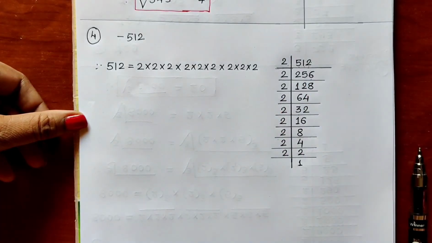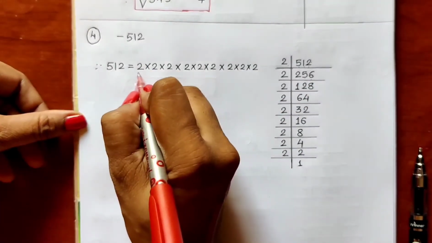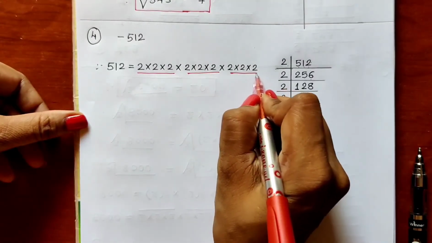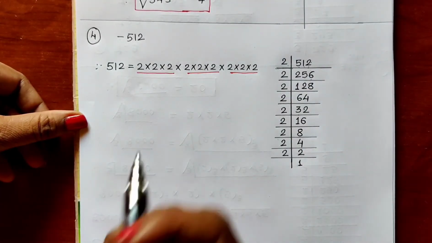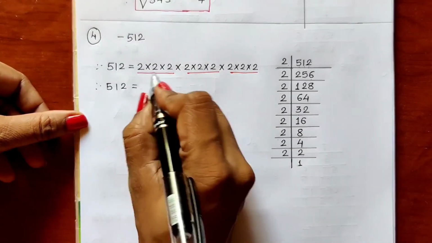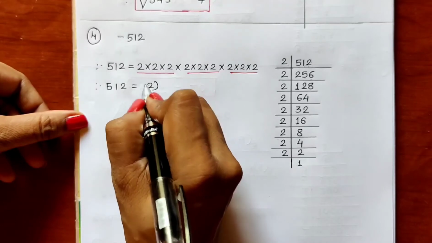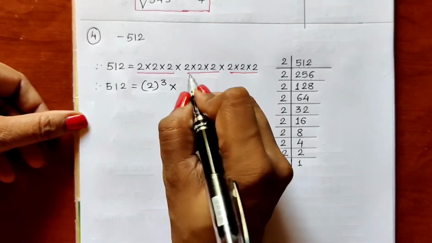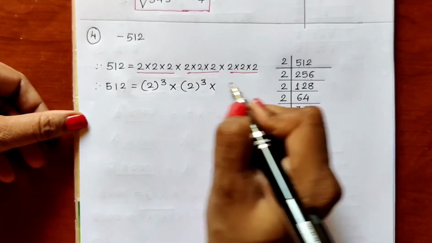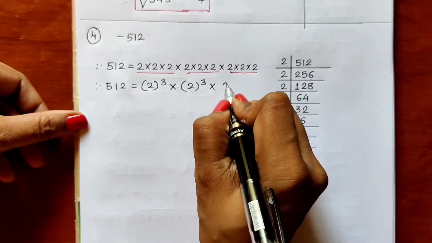Now we will make groups of 3 similar numbers. In this way we have got 3 groups of 2. So this 512 can be written as 2 into 2 into 2, means 2 cube, multiply by, again 2 into 2 into 2, means 2 cube, multiply by, again 2 into 2 into 2, means 2 cube.